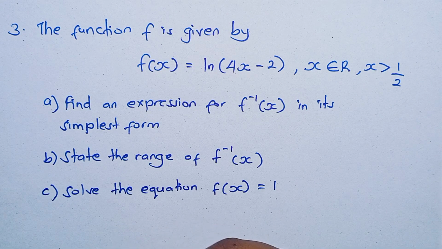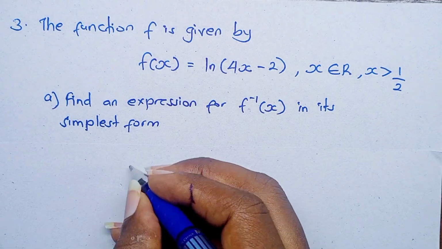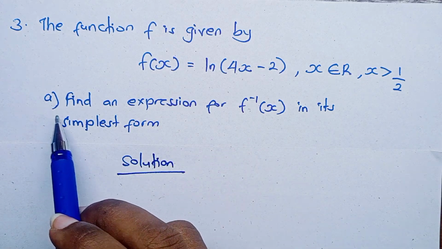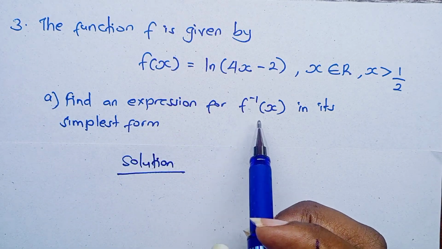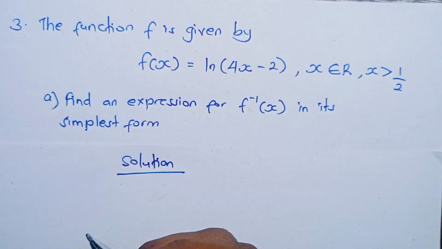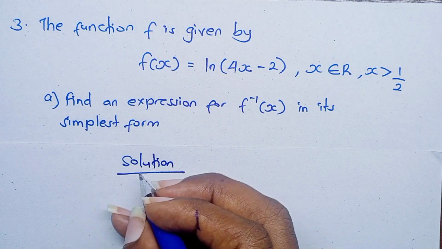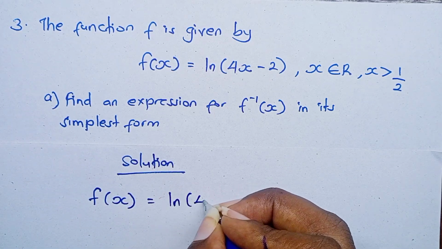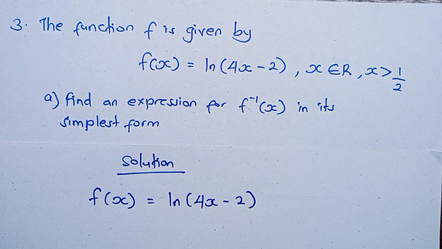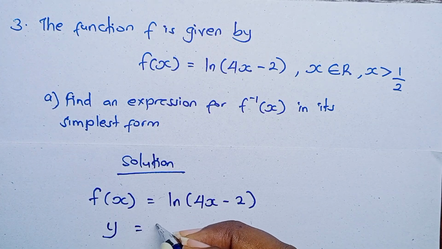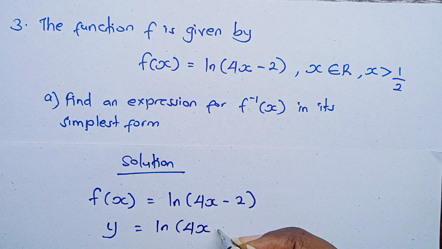So, solution. First we are working out A. We are finding the f inverse of x, the inverse of the function f of x. Our function is f of x equals natural log of 4x minus 2. Now let f of x be equal to y. So y will be equal to natural log of 4x minus 2.